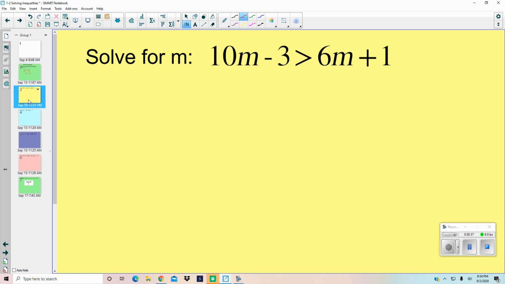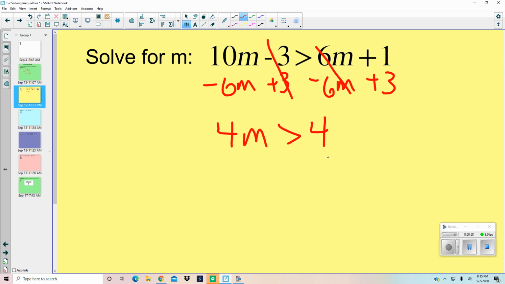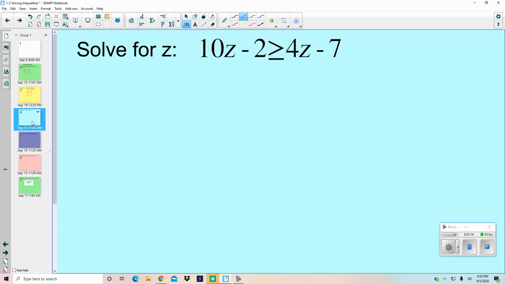All right, so here I'm going to solve for m. Just like it's a two-step equation, I want m by itself. So I'm going to subtract 6m, and I'm going to add 3. So then this m is gone, and then the negative 3 is gone, leaving me with 4m is greater than 4. So then I will divide by 4, and my solution would be m is greater than 1. Okay, I want you to write out these inequalities and show steps, because that's how you keep things straight.